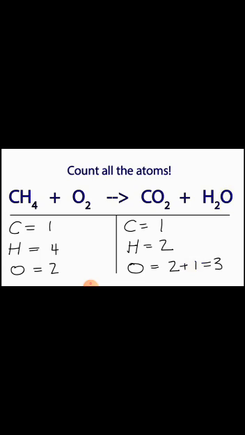I'll start by balancing the hydrogens. If I put a 2 in front of this hydrogen, 2 times 2 gives me 4, and that'll fix the hydrogens. But now I have 2 oxygens plus 2 times 1, 2 oxygens. That gives me a total of 4 oxygens. But that's good, because now if I put a 2 right here and change this coefficient, 2 times 2 equals 4, and now everything is balanced.